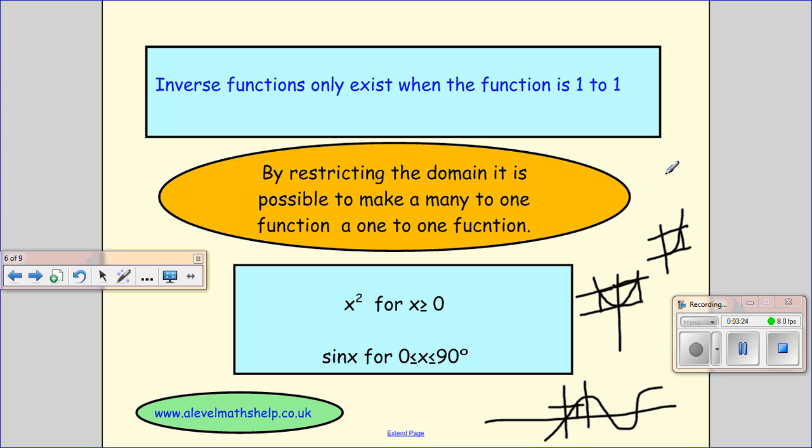Okay, I hope that's helpful. I've got another video on inverse functions to do with the graphs of inverse functions.